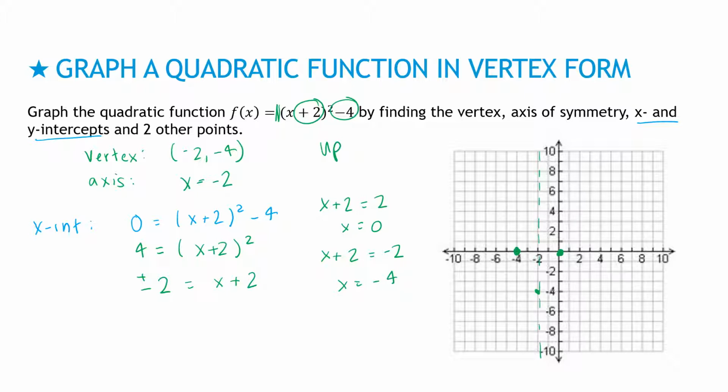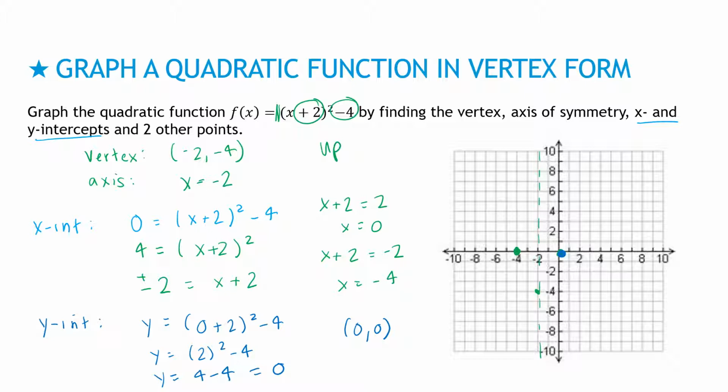I feel pretty good about this. Now, do I really have to find my y-intercept? Well, probably if I'm doing an assessment, I should show the work. But the work would be that y equals 0 plus 2 squared minus 4. 0 plus 2 is 2. 2 squared is 4. 4 minus 4 is 0. Now, why did I say I didn't really have to do that? Well, I already graphed the point 0, 0, so I already know it crosses at 0.